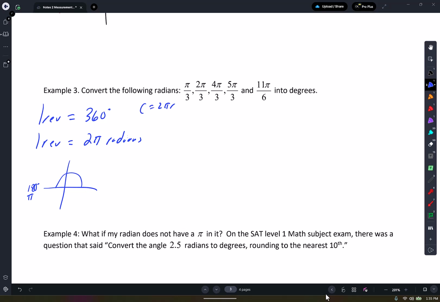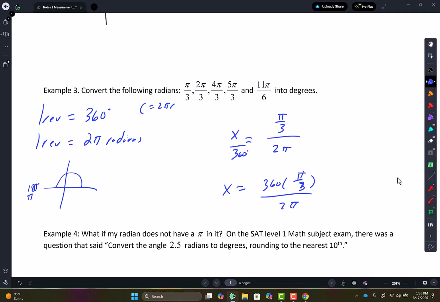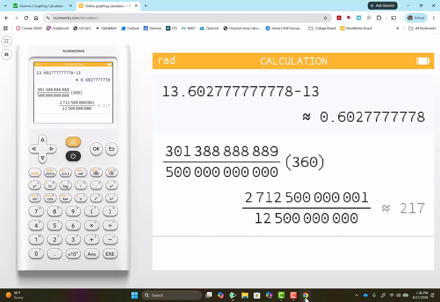What are you talking about? If you wanted to, you could do this. Don't write this down, because this is the long way. We're not going to ever do it like this. You could say pi over 3 is to 2 pi as 360 degrees is to x. You can cross multiply, divide, and you'll get an answer. X equals 360 times pi over 3 divided by 2 pi. If you type that in the calculator, it would give you an answer. I'm just going to do it to be silly, but I don't want you to do it that way, because it would take forever.